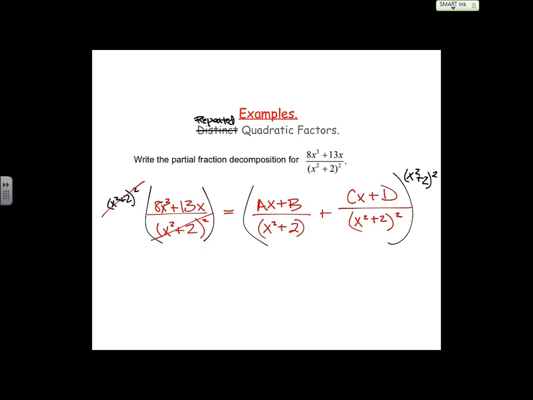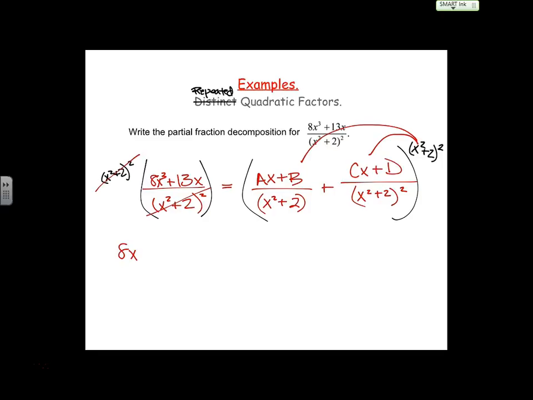Stop, pause, no one answer. At the same time, when I count to 3, I want everyone to tell me what I'm doing when I use the rainbow. 1, 2, 3. Distribute. Okay, it's a little better. Thank you to the ones that answered. We'll keep working on it. We're distributing.